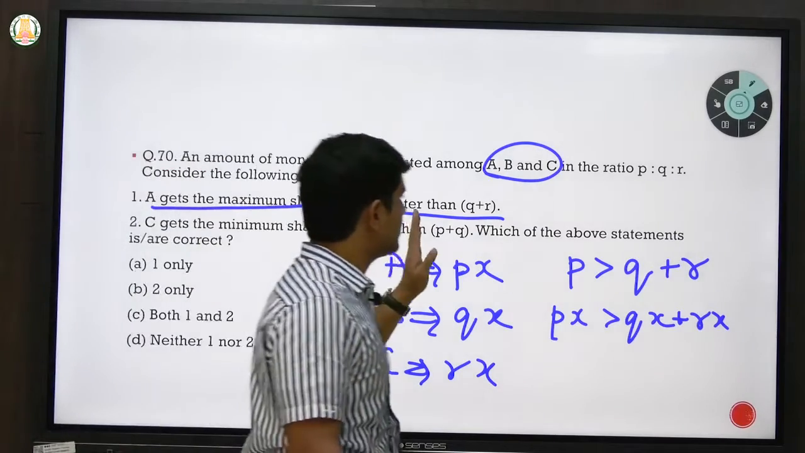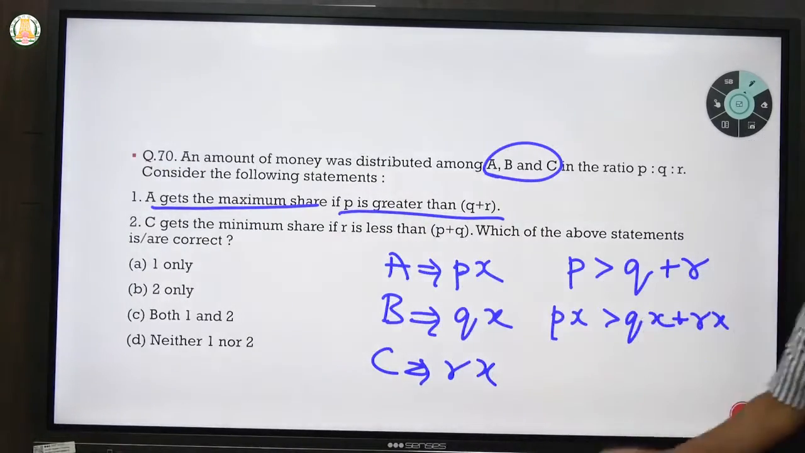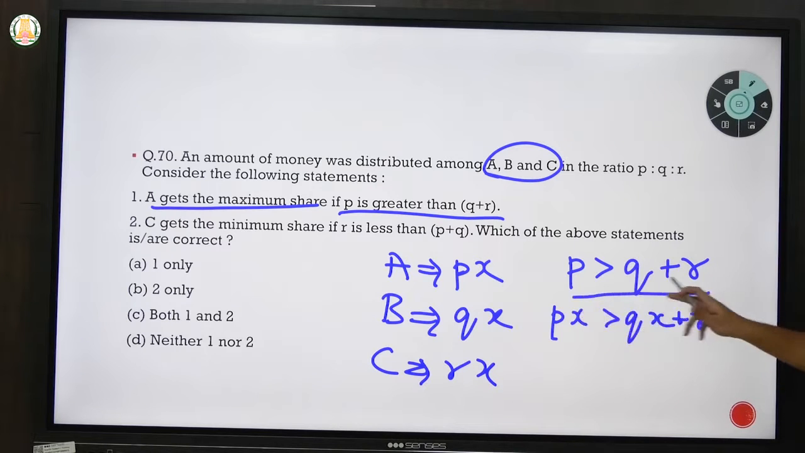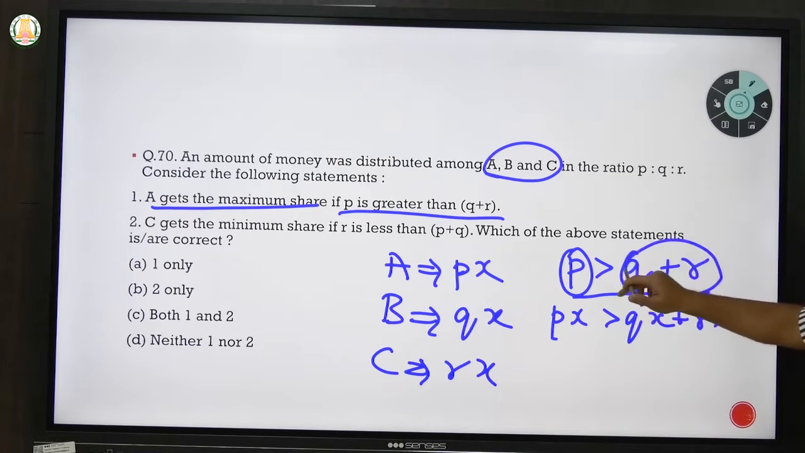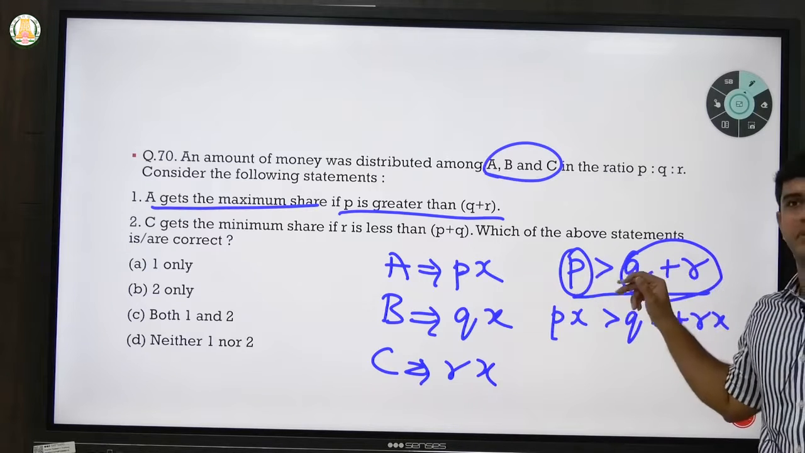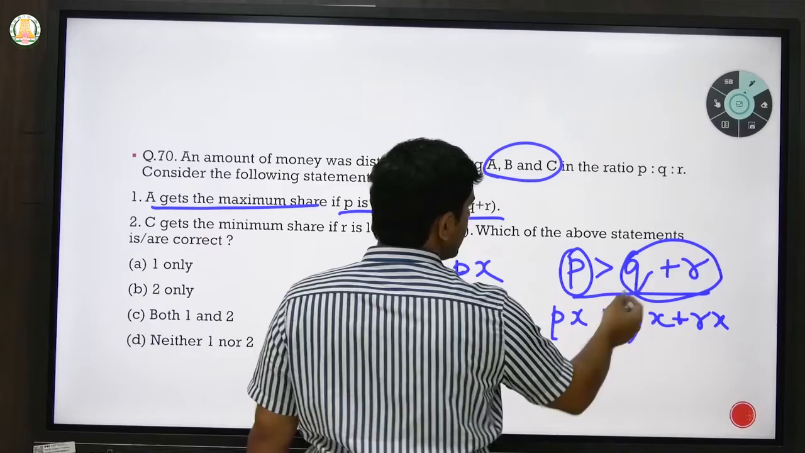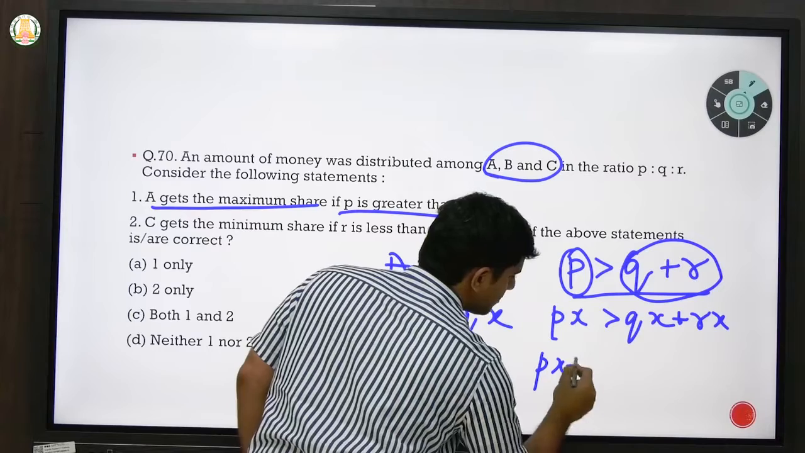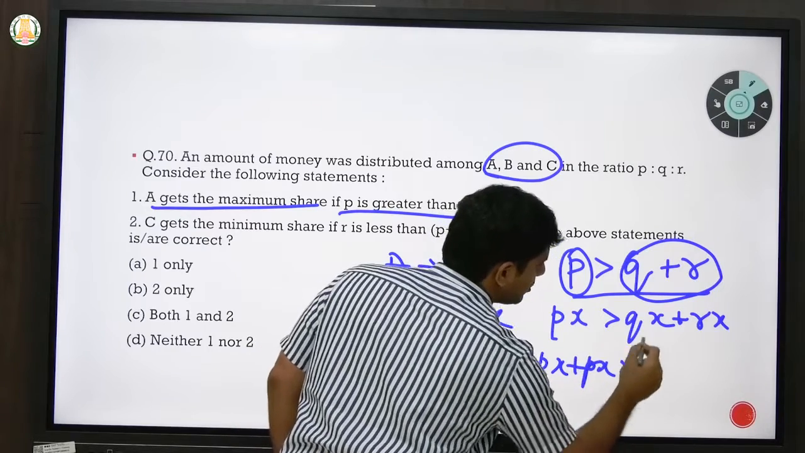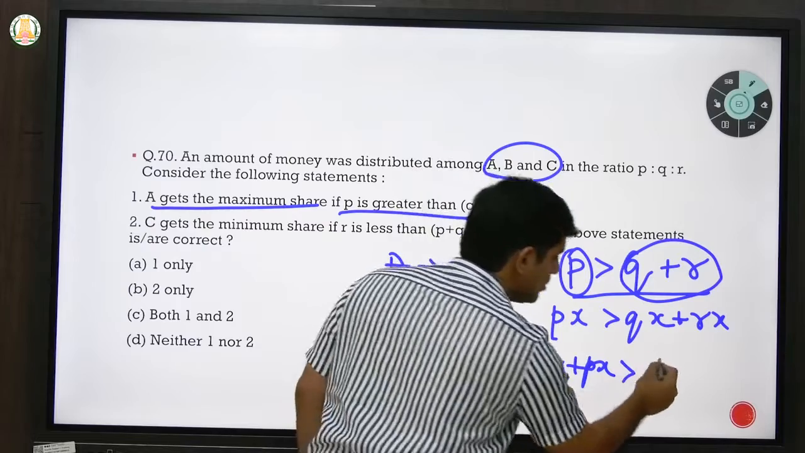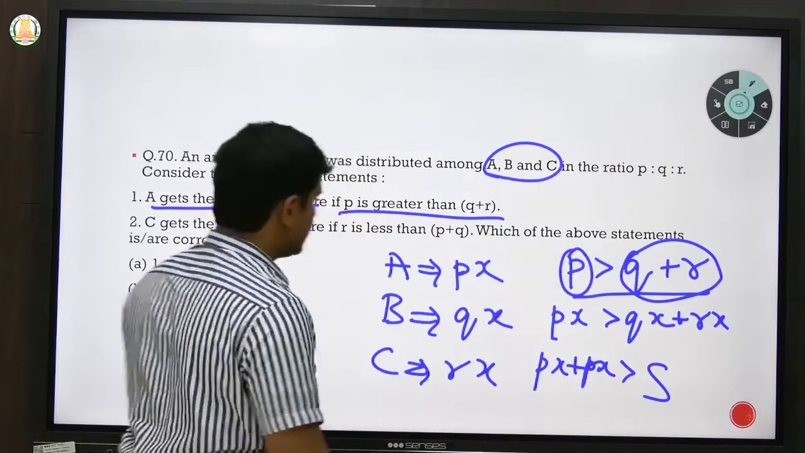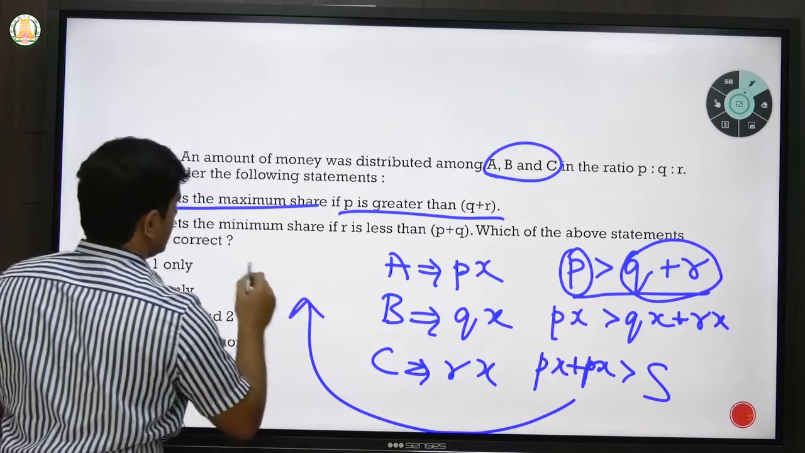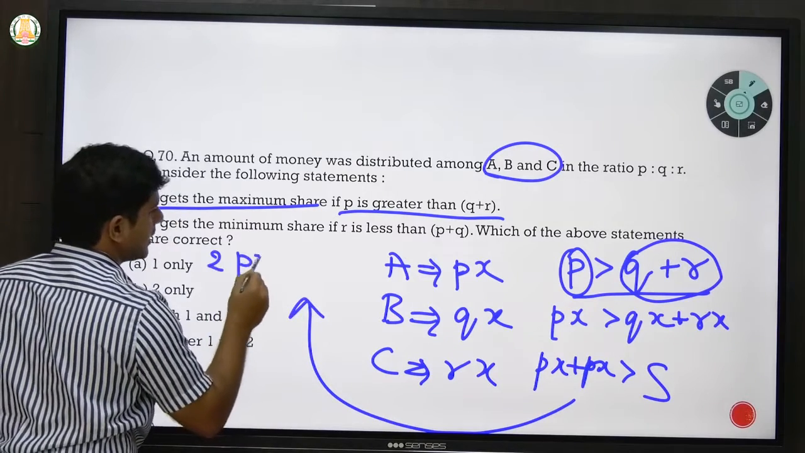So what this means is, whenever you have such a condition, it means P will have more than 50% of the share. This you should understand. When all others combined also have less than me, it means I will have greater than 50%. How do I show this? Let's say now you add Px on both sides. You will get Px plus Px is greater than Px plus Qx plus Rx, which is the total amount. Px plus Px is greater than S. This means 2Px is greater than S.